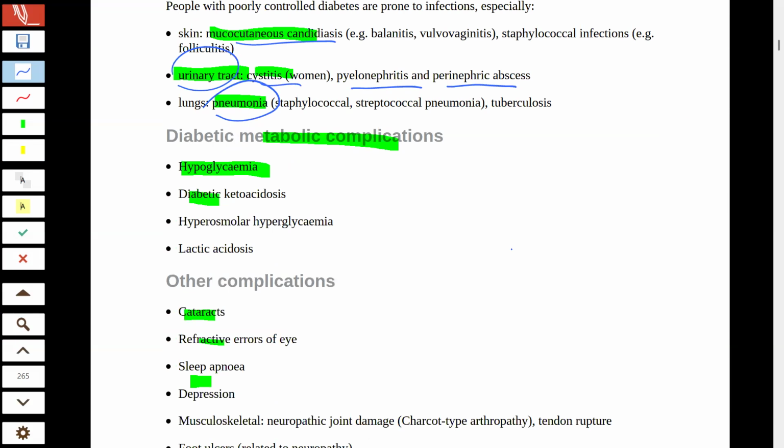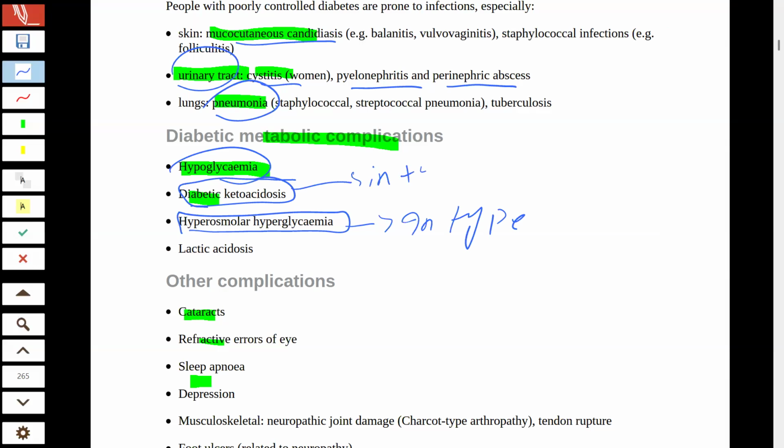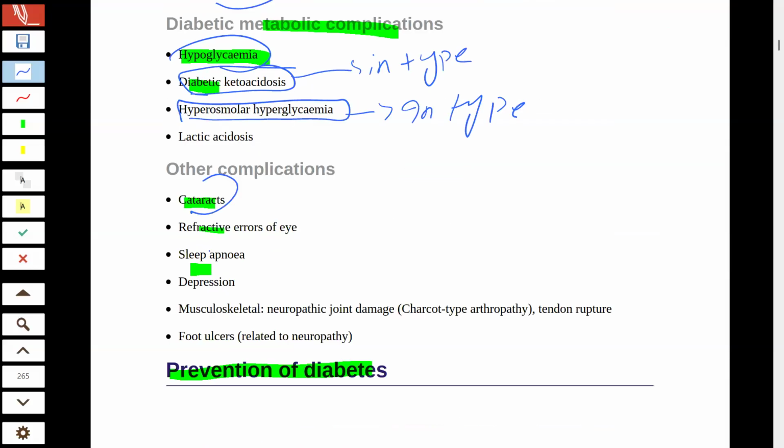And then a metabolic complication: diabetic ketoacidosis, hyperosmolar hyperglycemic state in type 2, and diabetic ketoacidosis in type 1. Other complications include cataract, sleep apnea, refractory error of the eye, and depression.